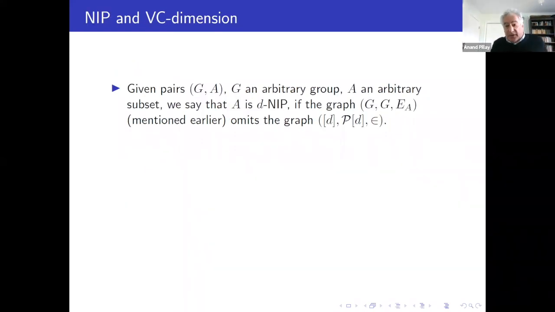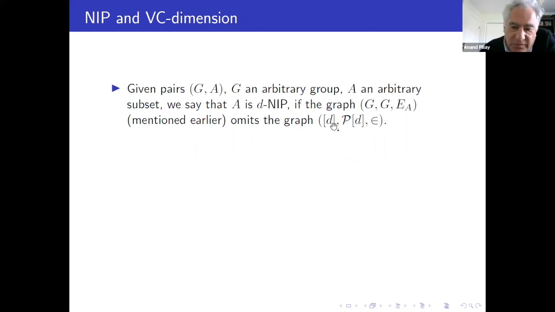Finally, before making a statement of the theorem clear, I want to mention the NIP situation, making it precise. Given a pair (G, A), with G an arbitrary group and A an arbitrary subset, I will say that A is d-NIP, which depends on the ambient group G, if the associated graph E_A omits a certain graph. What is this graph? Here D is simply the set {1, 2, 3, 4, ..., d}. This graph is the collection of subsets of that set, the power set, with the membership relation. It's a specific graph.